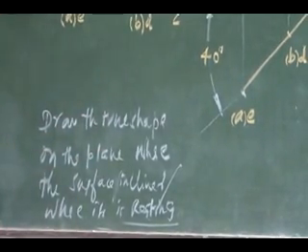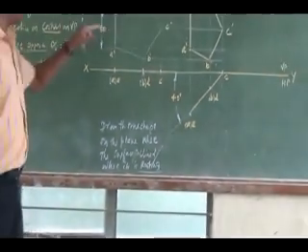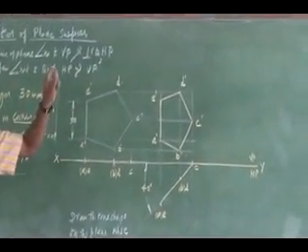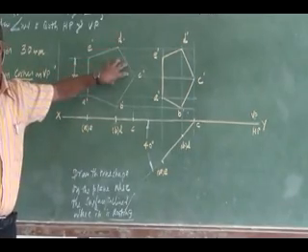First of all, in the first step, I have to draw the true shape where the surface is inclined, or where the plane is resting. In which plane is it resting? It is resting in VP. So I have drawn the true shape here.